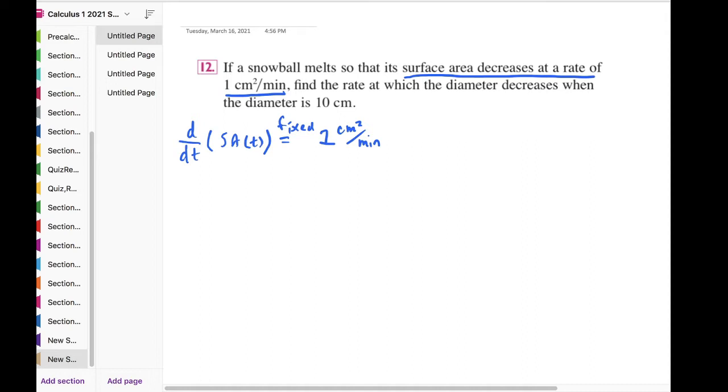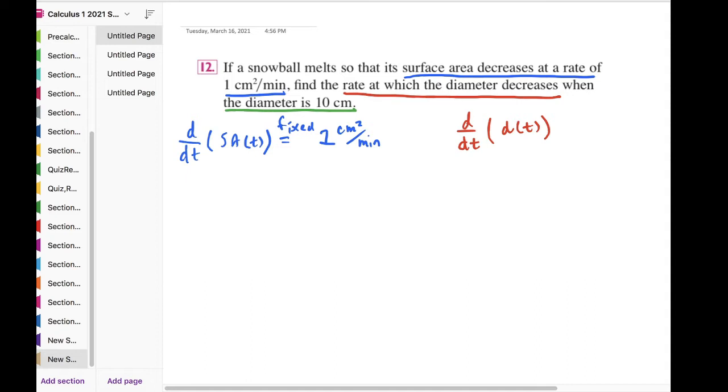Okay, so how about this one? What is the rate at which the diameter decreases? How can you express your d/dt for that one? Like, what is this d/dt of? It's right there, right? Diameter. So let's say d of t. And then the last clause is when the diameter is 10 centimeters.